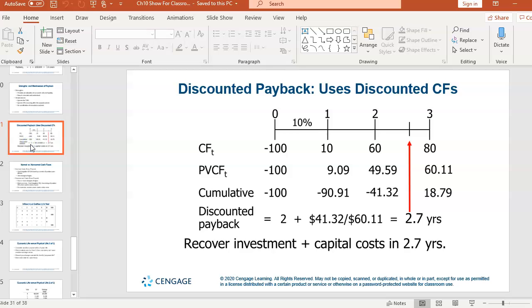So we can fix one of the problems by using discounted payback. That now brings in the time value of money. So now what we do is we take the initial cash flows and we take each one and we bring in the time value of money, all future cash flows. So $10 at 1 year, 10% is 909. 62 years, 10%, 49, 59, and so on. We build the cumulative based on that. So because we're using time value of money, the payback will be a little bit longer. Instead of 2.4, now it's 2.7.